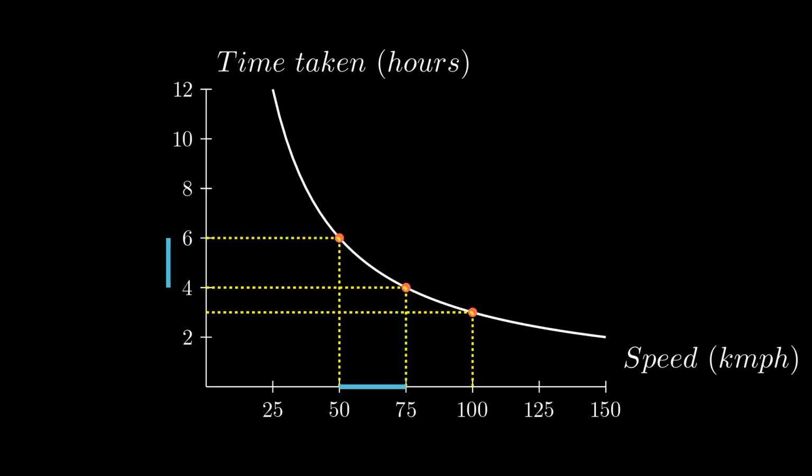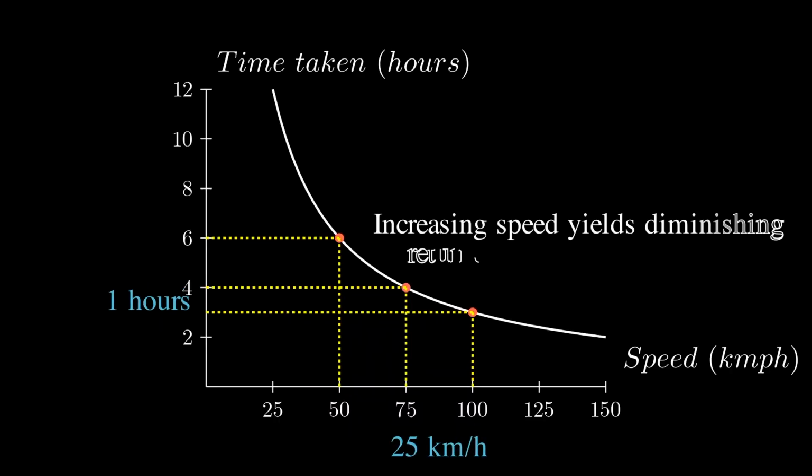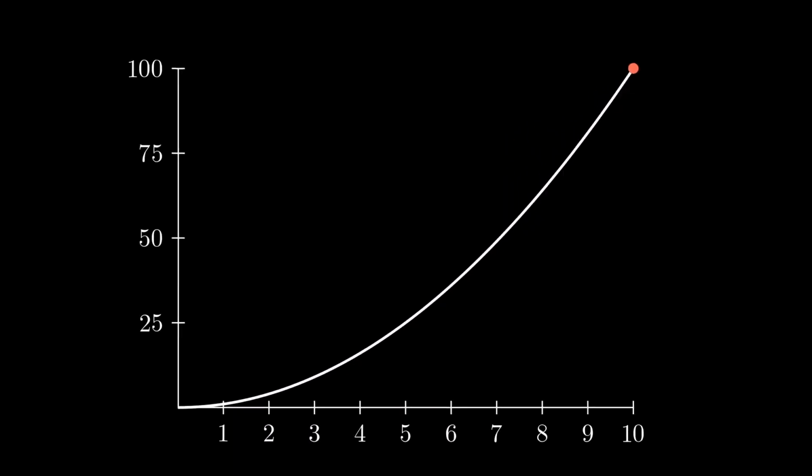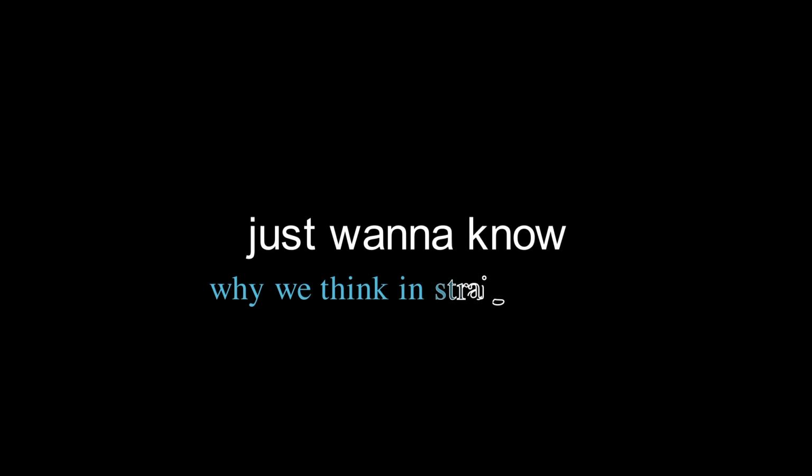And because of this, for a proportional increase in speed, there is lesser saving in terms of time. So the increase in speed yields diminishing returns in terms of the time saved. Somehow this particular way of thinking is fairly common, that linear relationships sound intuitive whereas non-linear relationships sound counterintuitive. So in this episode, I just want to know why we think in straight lines.